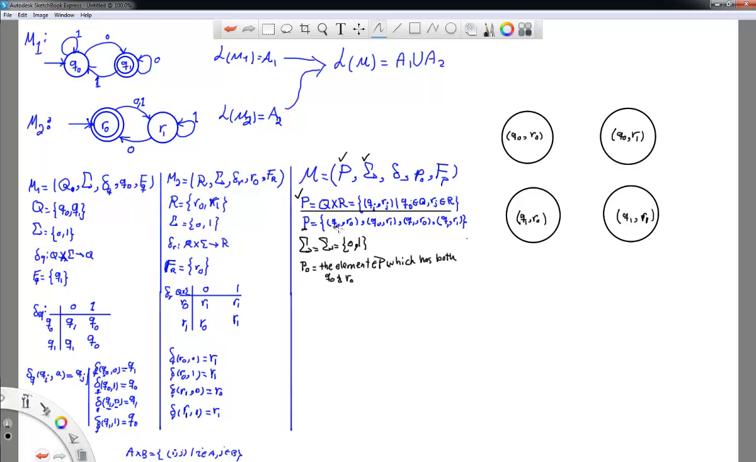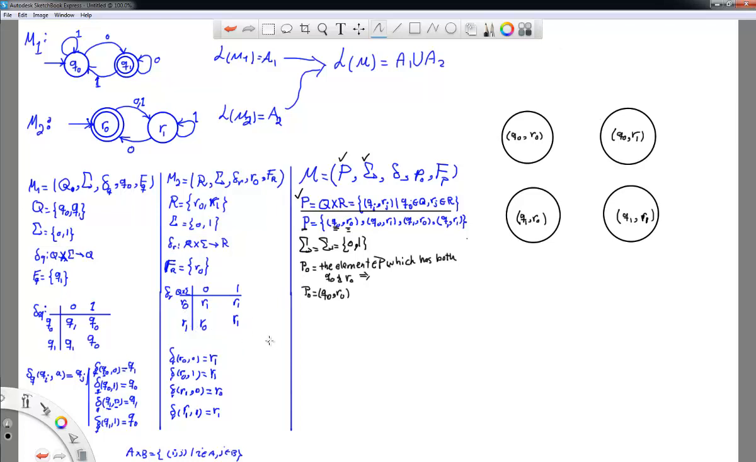And it's going to be only this one. So this one has Q sub 0 and R sub 0. This one wouldn't, because it only has Q sub 0. This one has only R sub 0. And this one has neither Q sub 0 nor R sub 0. So this is going to be my element. So P sub 0, according to this definition, my combined machine will start in the state (Q sub 0, R sub 0). So that would be the start state of this machine.